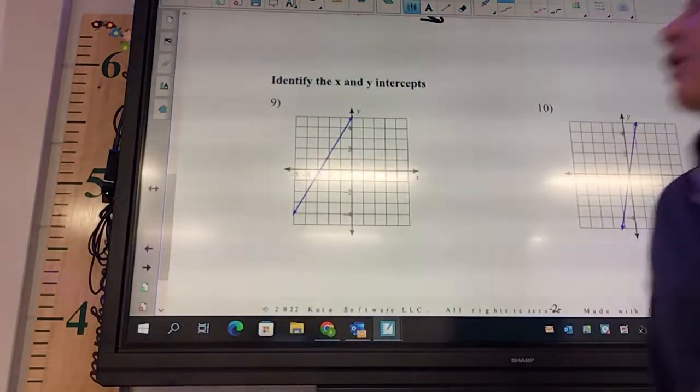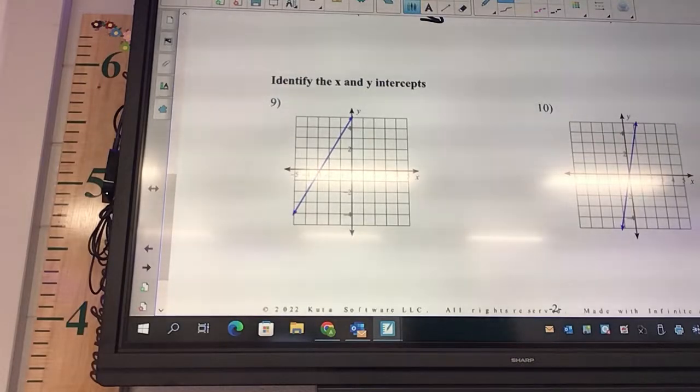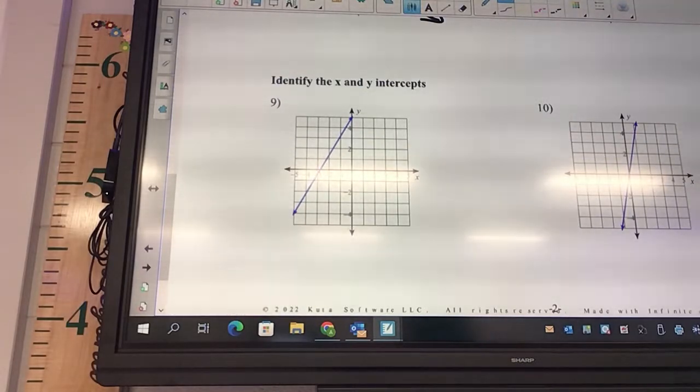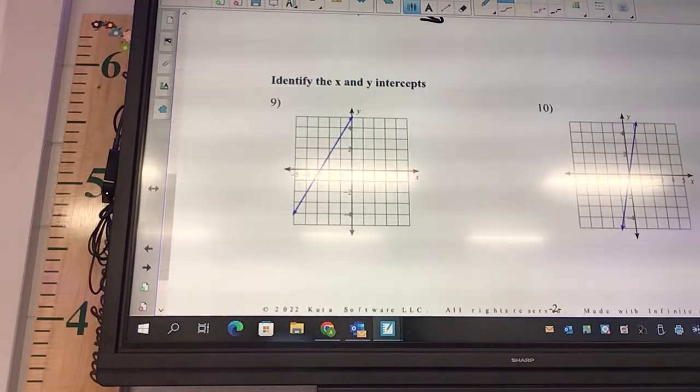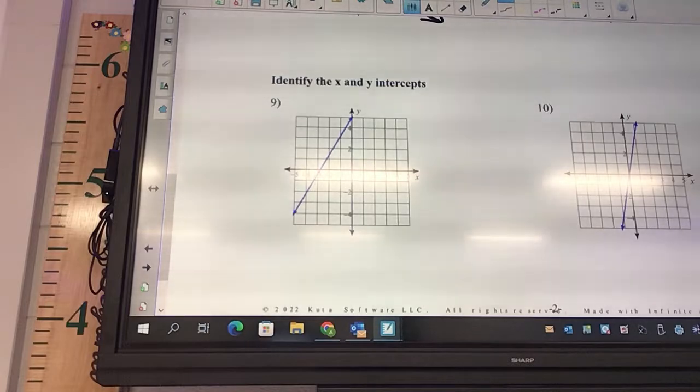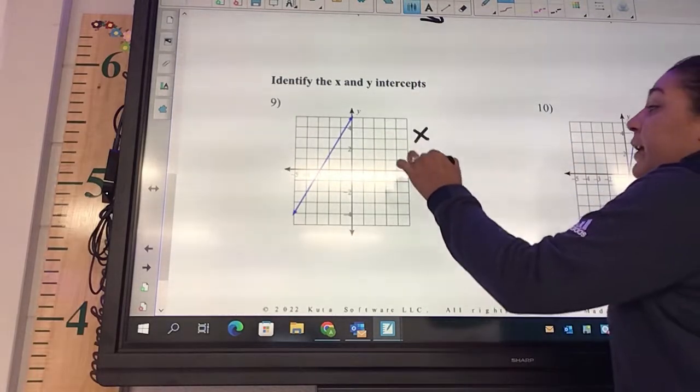Okay, the next section on here wants you to identify the X and Y intercept. So it's kind of the opposite of what we just did. What we just did, they gave us the X and Y intercept and you drew the line. They have the line drawn for you and they want you to find the X and Y intercept. So you can go through here and just put X and Y.